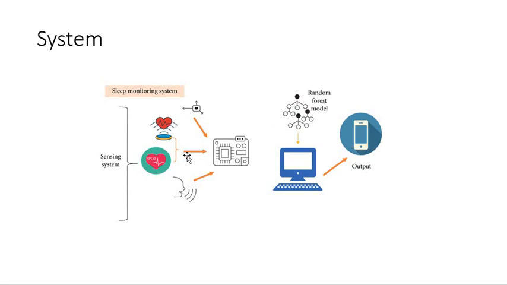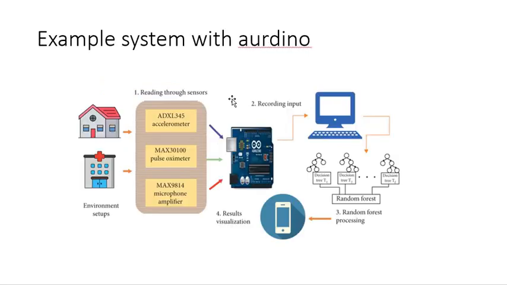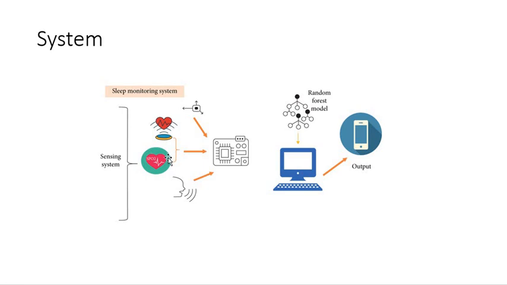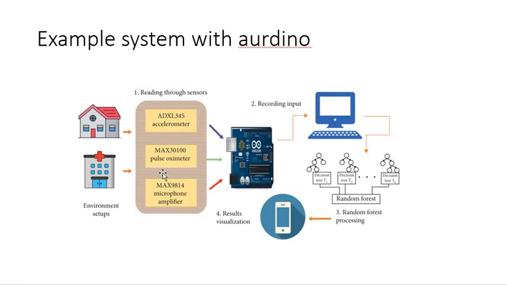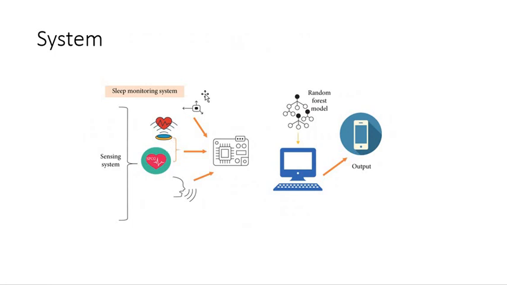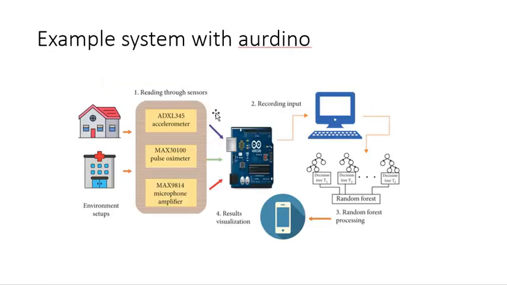Now we know we are going to use these types of sensors, and the easiest way to explain it is through an example system. I'm going to use an example system with an Arduino, which has an environment setup. We are going to use an accelerometer for detecting movement, a pulse oximeter for detecting the heartbeat and SpO2, and a microphone to detect the breathing.